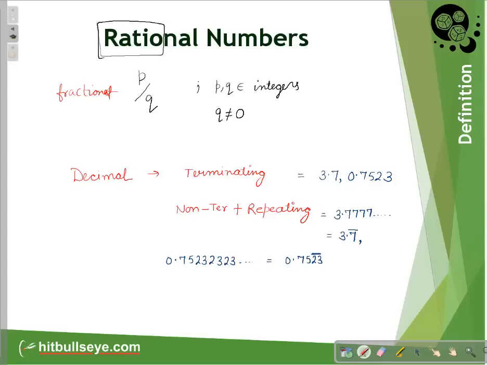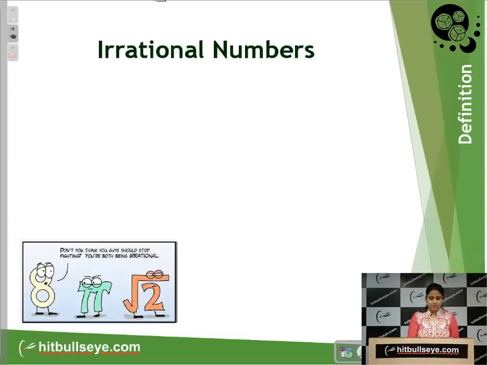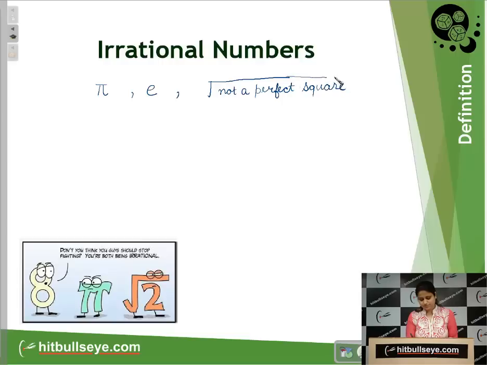Now come to the next type, irrational numbers. What do you mean by irrational numbers? That is exactly the reverse of rational numbers. Those numbers which cannot be put in P by Q form, which cannot be expressed as a ratio of two integers, are known as irrational numbers. We can take various examples. Very popular examples are pi, exponential e, and root of anything which is not a perfect square. These three are very popular irrational numbers.